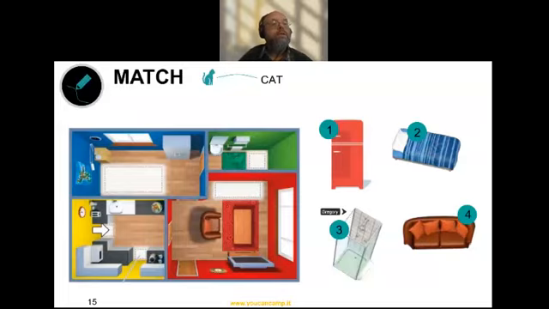What about that room there with the yellow wall, the yellow colored wall? Very good. That's the kitchen. We keep food in the kitchen. So what object, 1, 2, 3, or 4 goes in the kitchen? Very good. It's the fridge. The fridge goes in the kitchen.